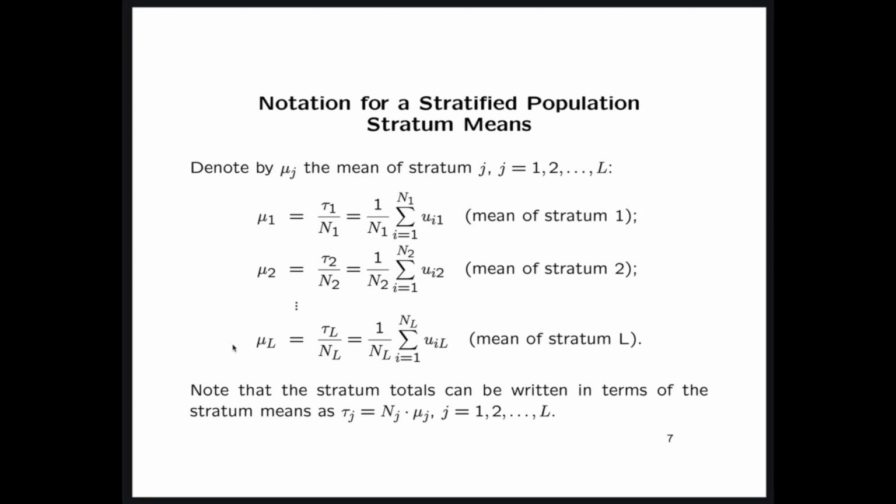Now notice that once we have this representation for the stratum means, we can go back and re-represent the stratum totals in terms of the stratum means, where tau sub j is equal to cap N sub j times mu sub j.